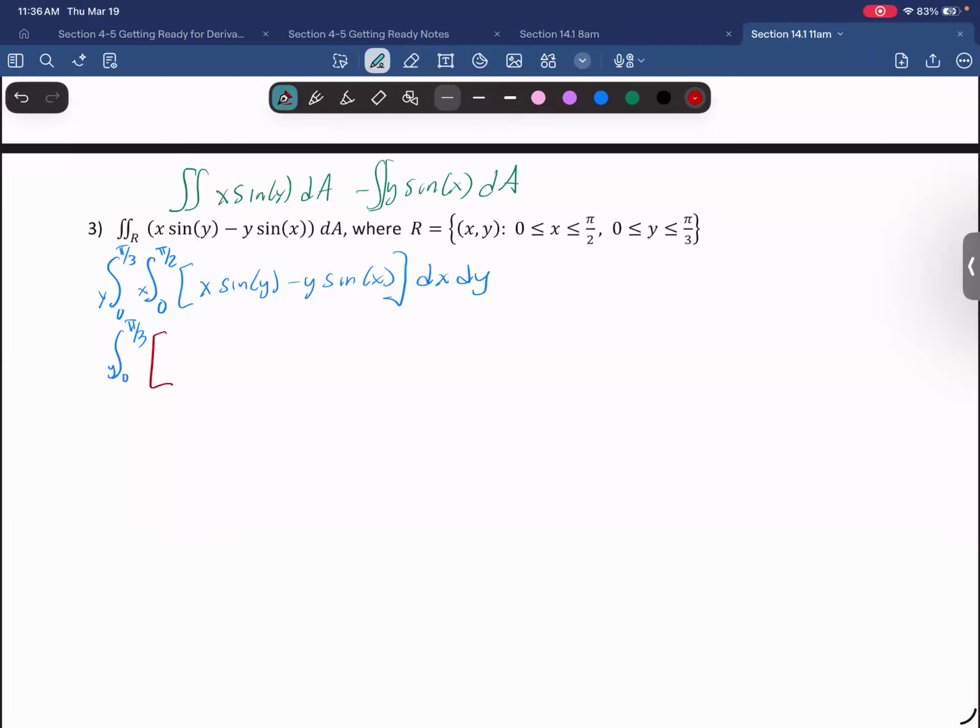Okay, we integrated with respect to X first. So this is 1/2 X squared sine Y, no, plus Y cosine X. This is evaluated from X equals 0 to pi over 2. Then we have a dy.